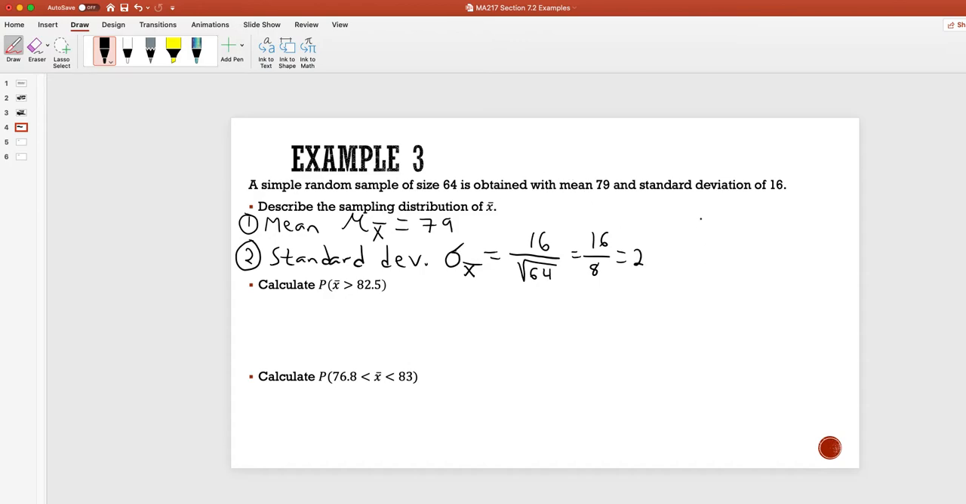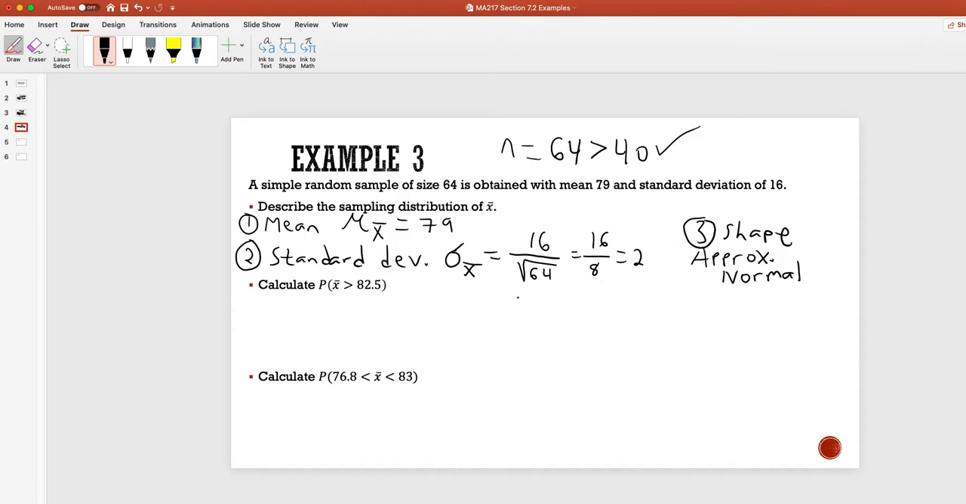And the third thing that we need is the shape. Which means we need to check if our sample size of 64 is going to make a shape that's approximately normal. But 64 is much greater than 40. So the shape is going to be approximately normal. I say approximately instead of exactly due to the fact that this is a sampling distribution. It's probably going to be a little bit off, but for our purposes, approximately normal is perfectly fine.